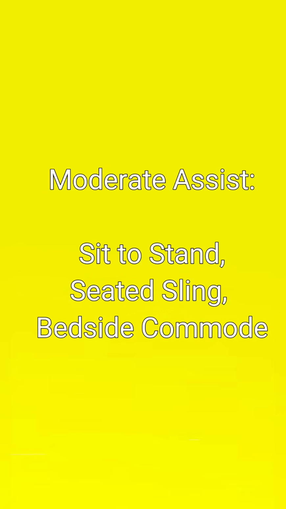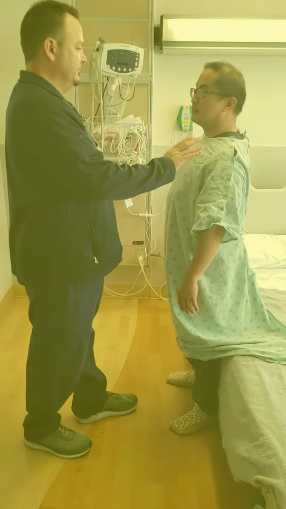He will require a sit-to-stand device for transferring or a seated sling. The sit-to-stand can be used to transfer him to a bedside commode or the restroom. Remember, if the patient is unable to sit at the edge of the bed safely, they cannot sit on a toilet or a commode safely.